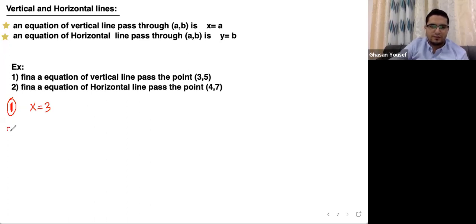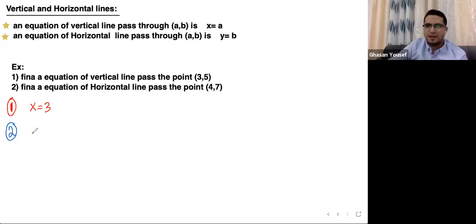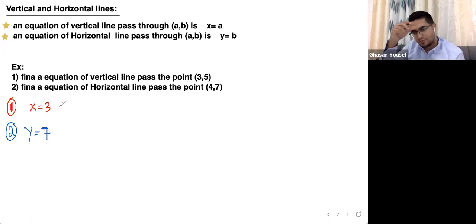For the second one, who will do the second one? Number 2. Equation of y equals 7. Exactly, y equal. So here y equal 7. For the horizontal line, you should know it's y. For the vertical line, you should know x equal. So the second one is y equal 7. For the first one, x equal 3. Any questions?